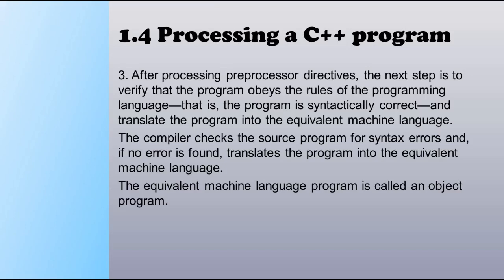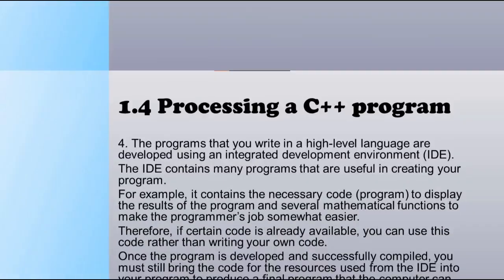Thirdly, after processing preprocessor directives, the next step is to verify that the program obeys the rules of the programming language, that is, the program is syntactically correct, and translate the program into the equivalent machine language. The compiler checks the source program for syntax errors, and if no error is found, translates the program into an equivalent machine language. The equivalent machine language program is called an object program.